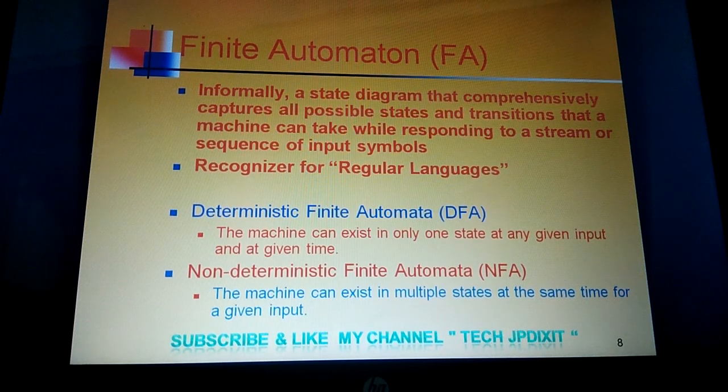In general, a state diagram comprehensively captures all possible states and transitions that a machine can take while responding to a stream or sequence of input symbols. Recognizers for regular languages are defined as DFA and NFA. In a DFA, the machine can exist in only one state at any given input and given time. Whereas in an NFA, the machine can exist in multiple states at the same time for a given input.